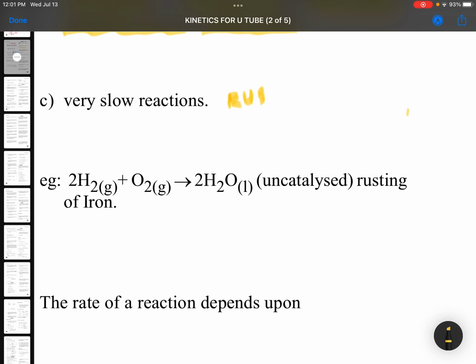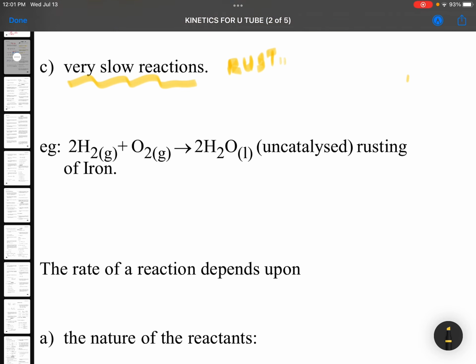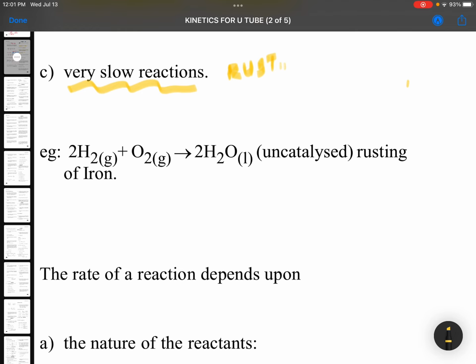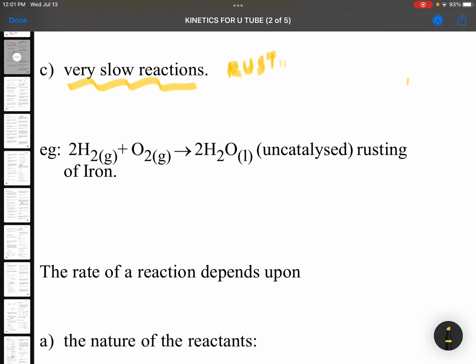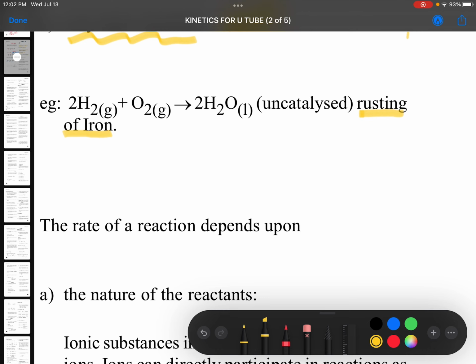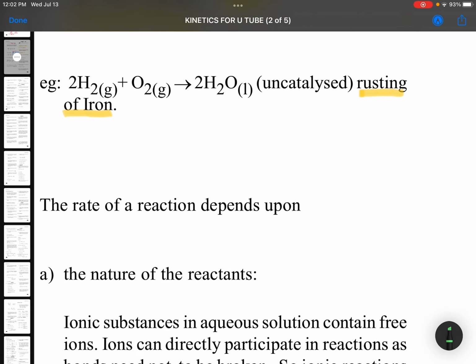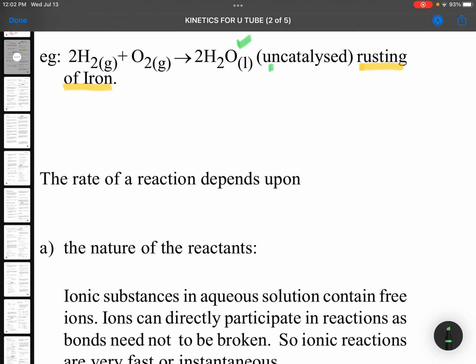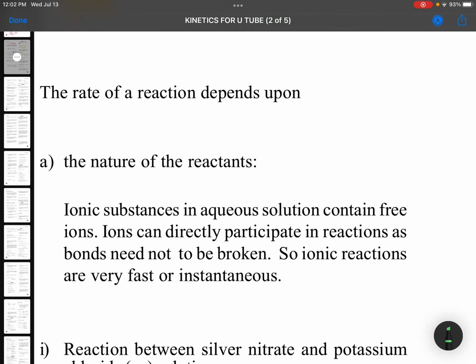Iron rust formation will take a lot of time, but these are also not of our interest. We don't have much interest in these kinds of reactions because we don't have that much time. So do not worry about very slow reactions and very fast reactions. We need measurable speed reactions. Rusting of iron is one example mentioned here, but this is not our interest. Coming to H2 plus O2, formation of water is also not easy. It takes a lot of time. Hydrogen and oxygen joining to form water is not a very simple reaction. Uncatalyzed reaction is mentioned. So the rate of reaction depends on what factors.